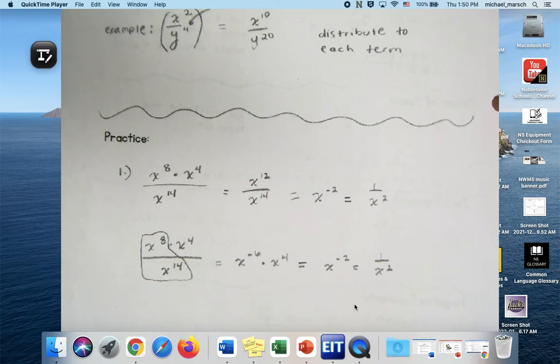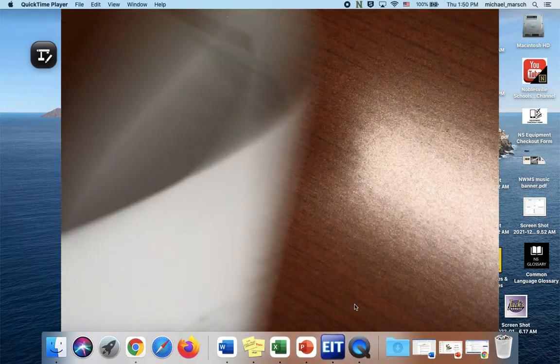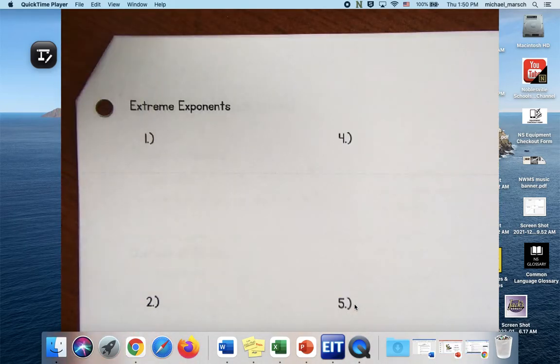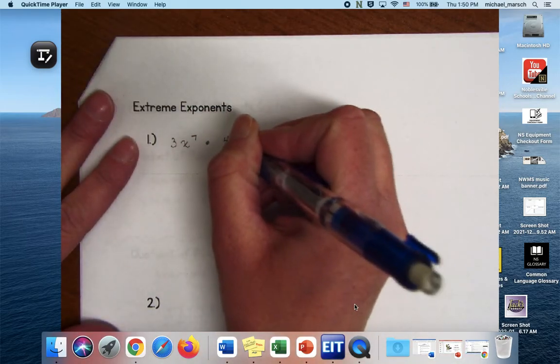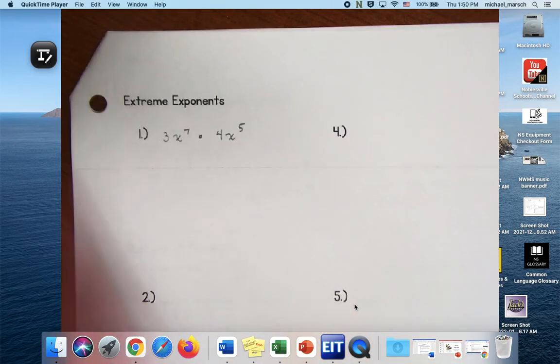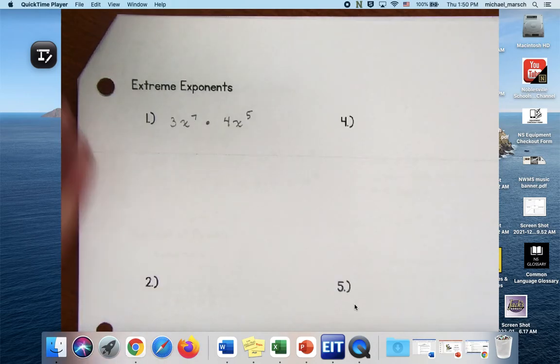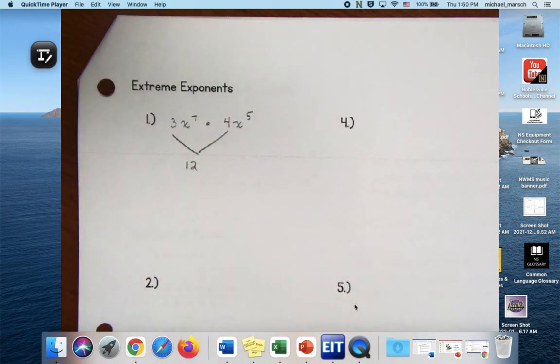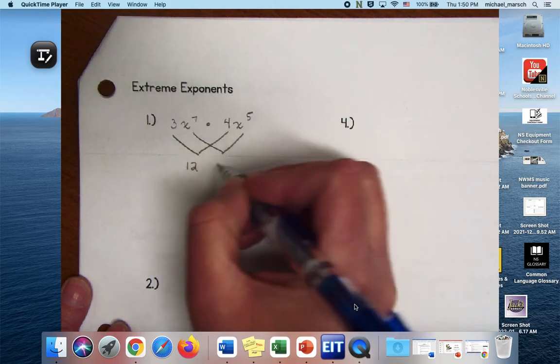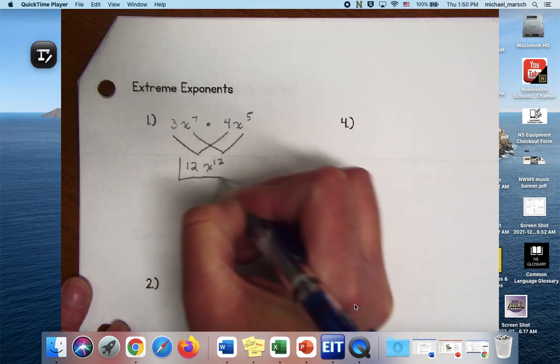Okay, so let's do a couple more examples. We've got some extreme exponents here on this back page. We've got two expressions here, 3x to the 7th times 4x to the 5th. I'm going to multiply the 3 and the 4, and I'm going to get 12. Multiply the coefficients. And then when I do x to the 7th times x to the 5th, I get x to the 12th. And that's my answer.